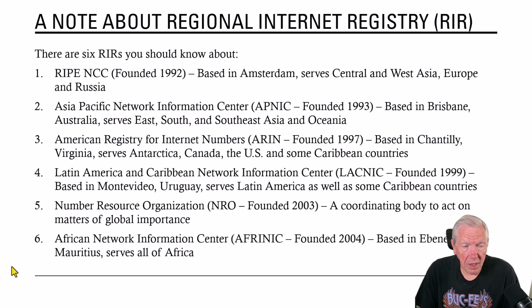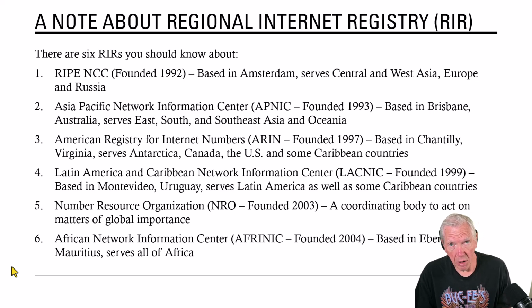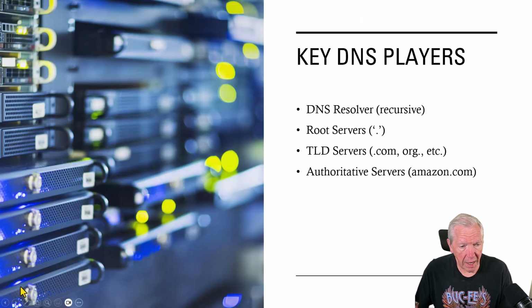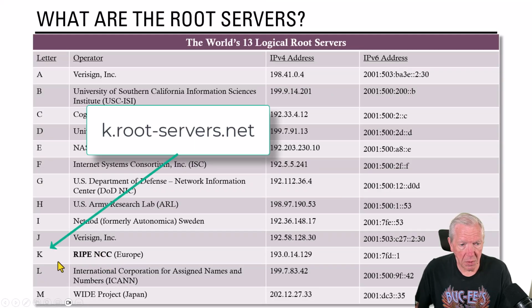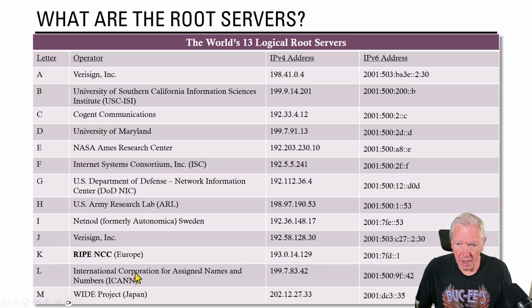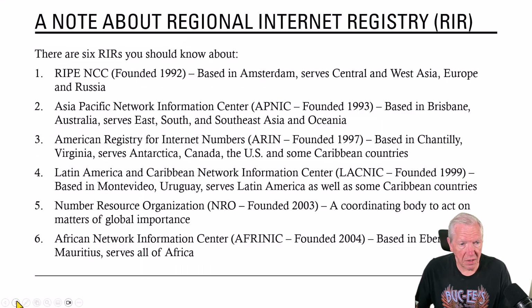And the first one we looked at was RIPE, and is based in Amsterdam, and it serves Central and West Asia, Europe, and Russia. So RIPE is responsible for that, and I keep going forward. I want to go back. And you can see here that RIPE is responsible for Europe. It's in the K letter. This is its IP address and its IPv6 address.